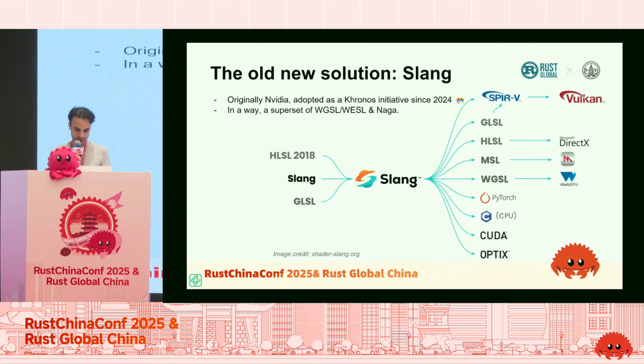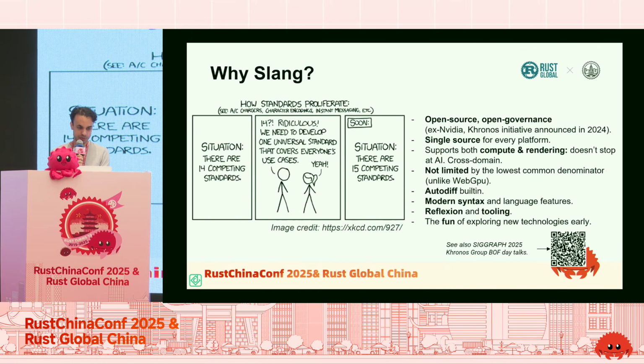So this is amazing. But in a way, you might be thinking something like this meme from xkcd, which is: we started with N competing shading languages. So, of course, we want to unify everything. We want to make something universal. And we just end up with N+1 shading languages.